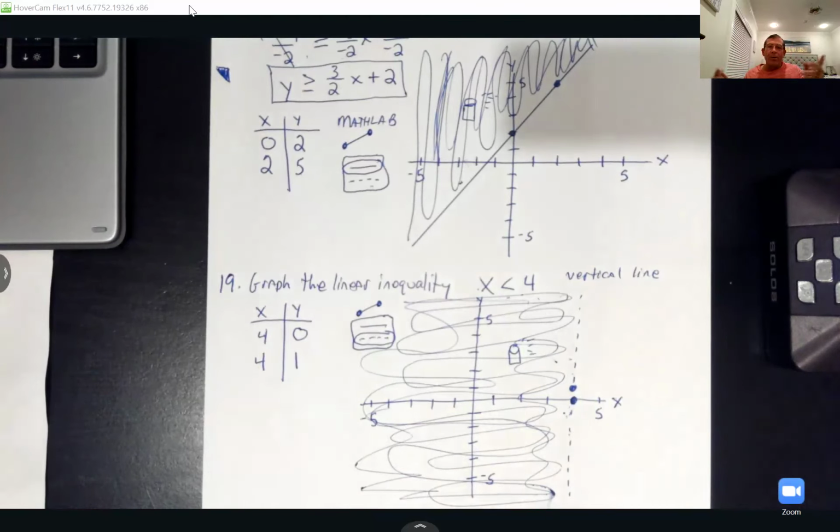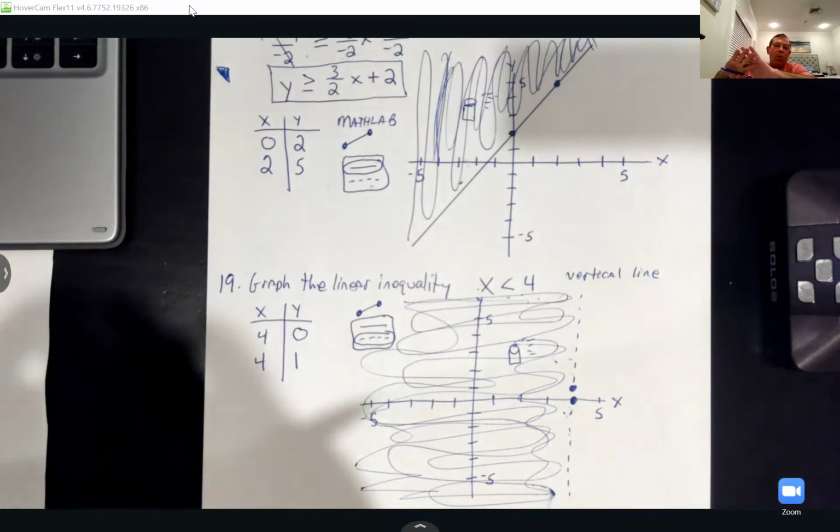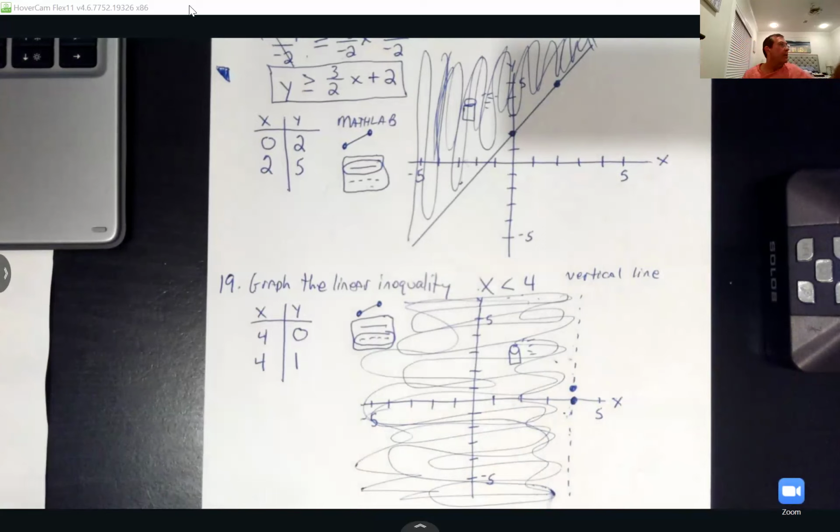All righty, y'all. So finally, number 20 was where we had to do the system, where we graphed both of them and we looked for where they were overlapping. So let me let y'all catch up on that.